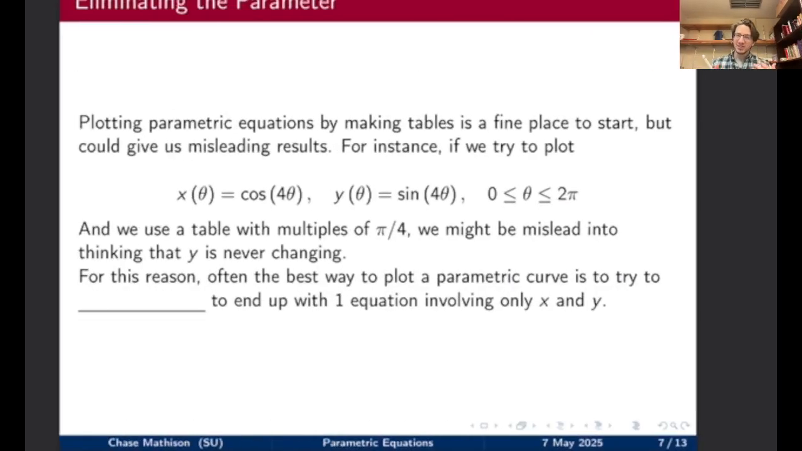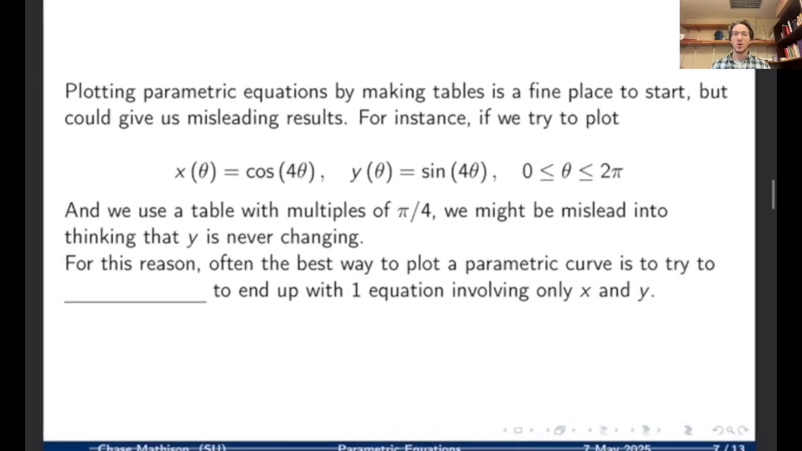Okay. So we need a better way. When you're plotting points and connecting the points smoothly, how do you know that you're capturing all of the behavior of the graph that you need to be capturing? The answer is you don't, if you're just plotting points. Plotting points is great for getting a rough idea of what the curve looks like, but what we want to do a lot of the time is take advantage of what we've already learned about graphs of functions. So one of the best ways to plot a parametric curve is to try to eliminate the parameter to end up with one equation involving only x and y.